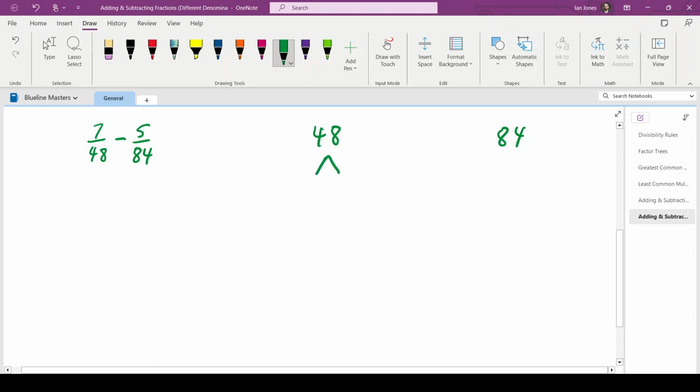And I'll just start factoring. I know 4 jumps out at me because 4 goes into 4 and 8. So I'm going to divide by 4. That gives me 12 over here. 4 is 2 times 2. 12 is 3 times 4. 4 is 2 times 2. So I factored 48 is 2 times 2 times 2 times 2 times 3.